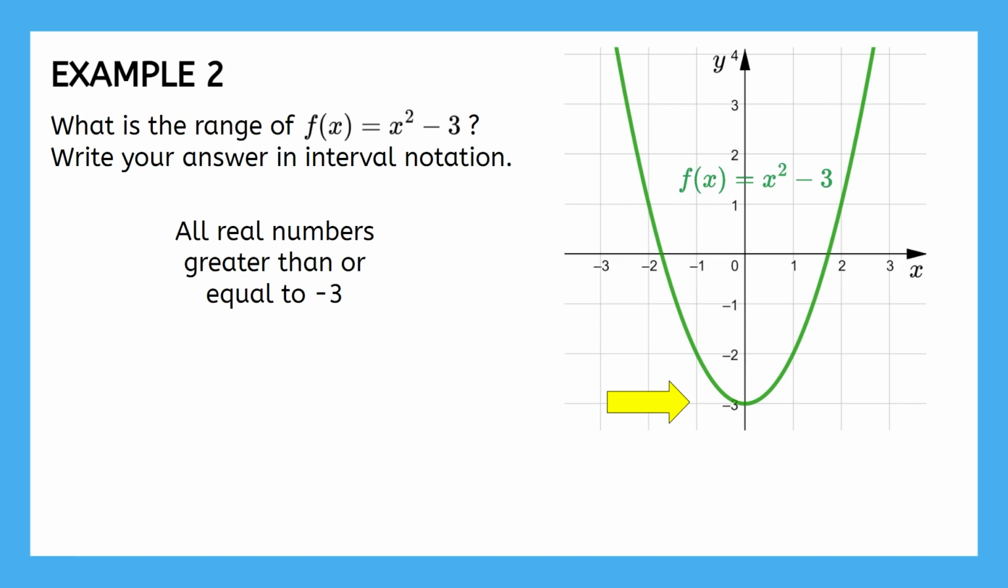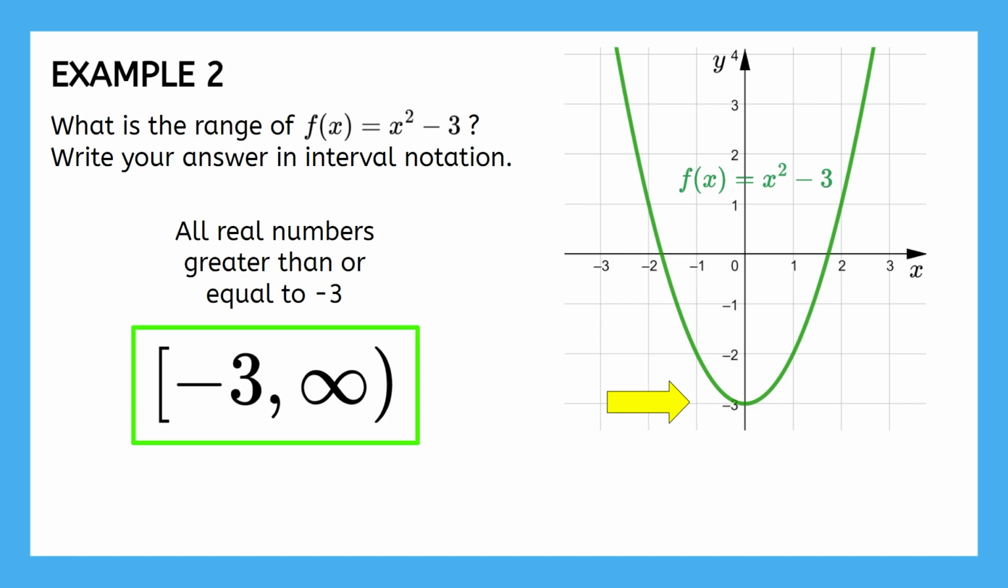Well, we need a lowest number, a highest number, and then some kind of parentheses. Negative 3 is as low as this function can go, so that's on the left side of this interval. On the right of this interval, there is no limit to how high it can go, so that's infinity. Infinity always gets soft parentheses, but on the left, negative 3 is included in the interval, so there would be a hard bracket on that side. And that's our answer.